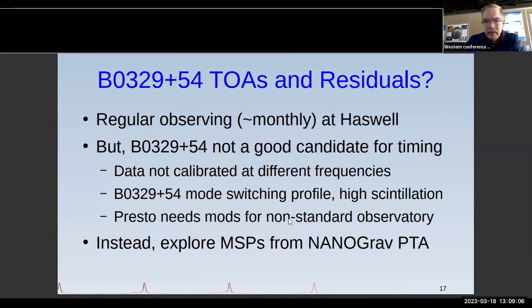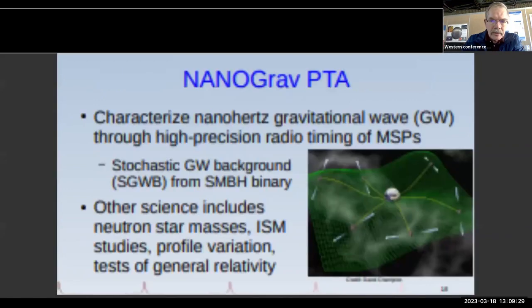For tempo, you can go in and add an observatory. For Presto, you need to make some slight modifications to it, but I hate to modify software if I don't have baseline data for regression testing. So I thought, well, I'll just go on the internet and find some data. And that's what NANOGrav does. The observatories are providing all kinds of data for citizen science projects.